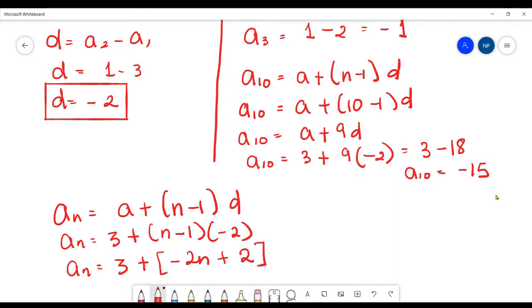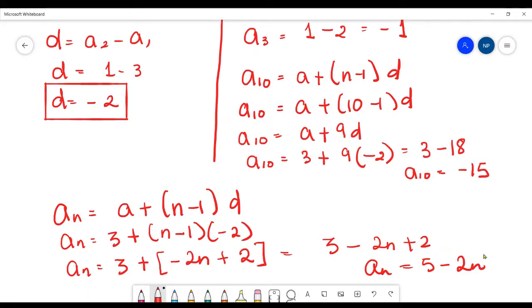Okay. So from here, what do we get? 3 minus 2n plus 2, which is equal to 5 minus 2n. So the nth term over here is 5 minus 2n. I hope you have understood, children.